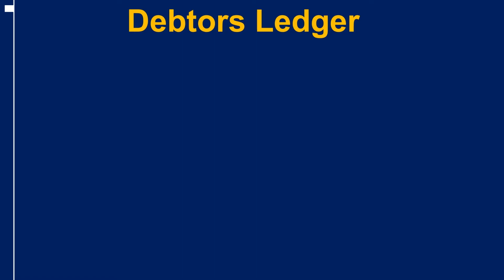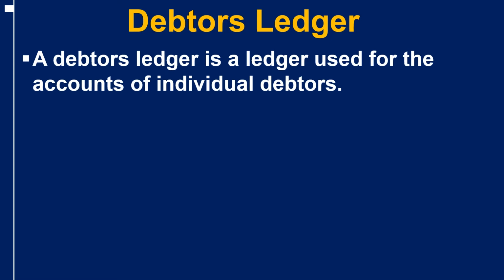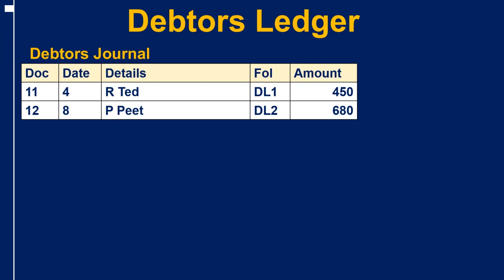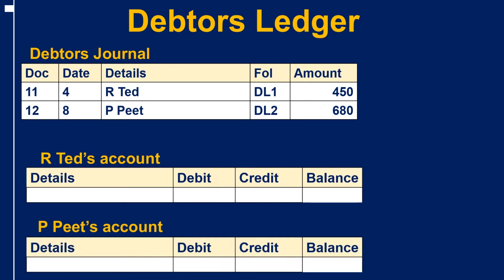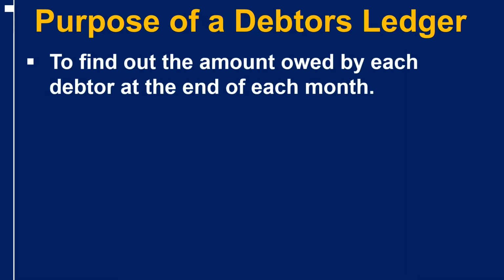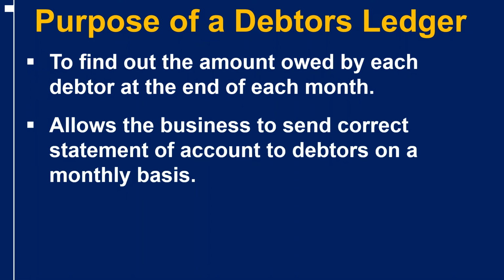Let's look at what a debtors ledger is and its purpose. A debtors ledger is a ledger used for the accounts of individual debtors. Each debtor appearing in the debtors journal must have an individual account in our debtors ledger. The purpose of preparing a debtors ledger is: 1. To find out the initial amount owed by each debtor at the end of each month. 2. The debtors ledger allows the business to send correct statement of account to debtors on a monthly basis.